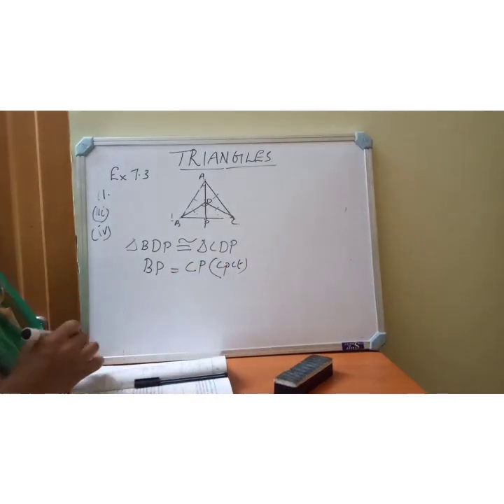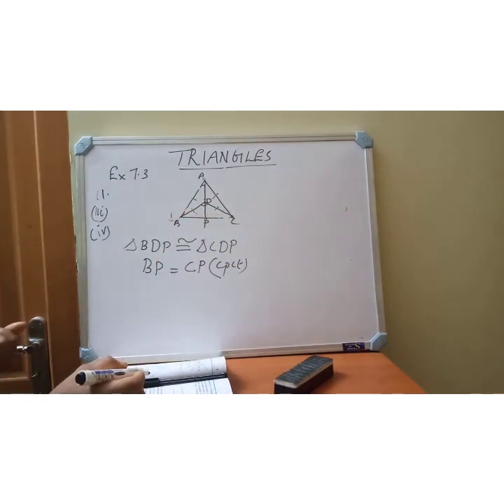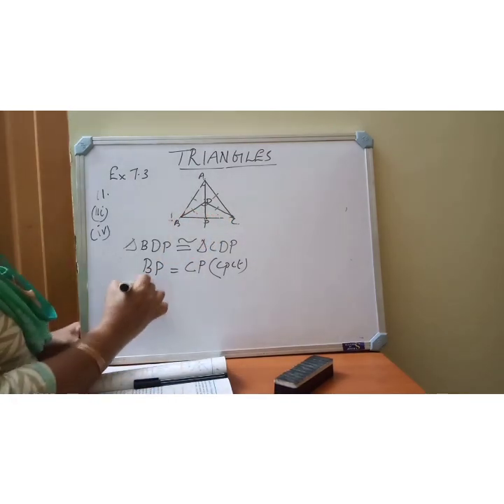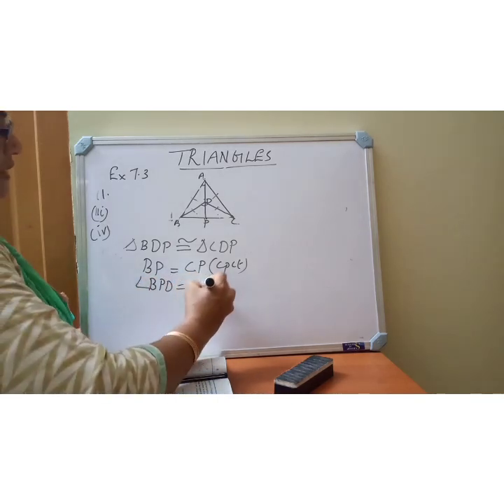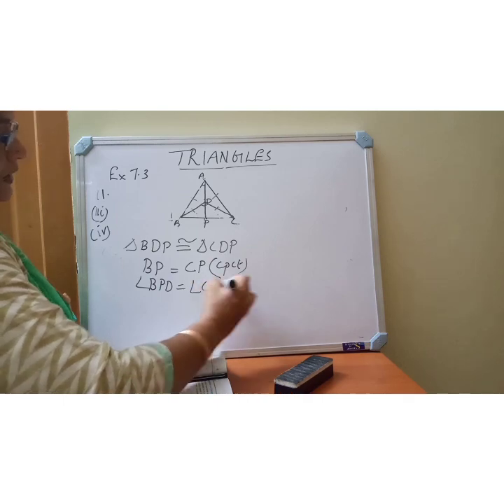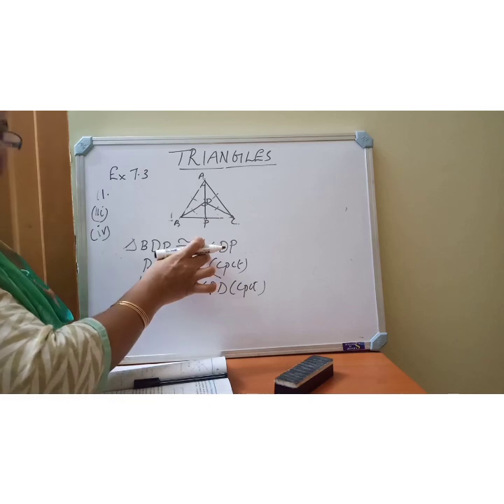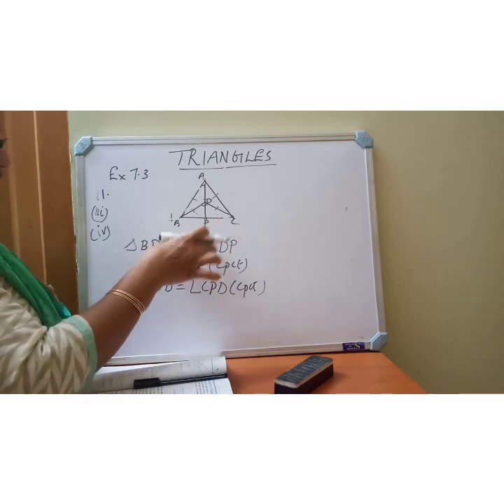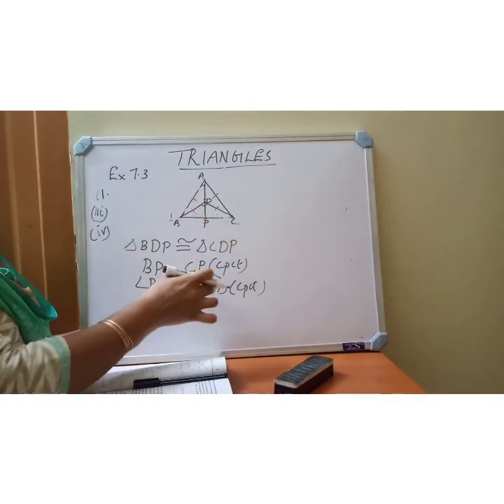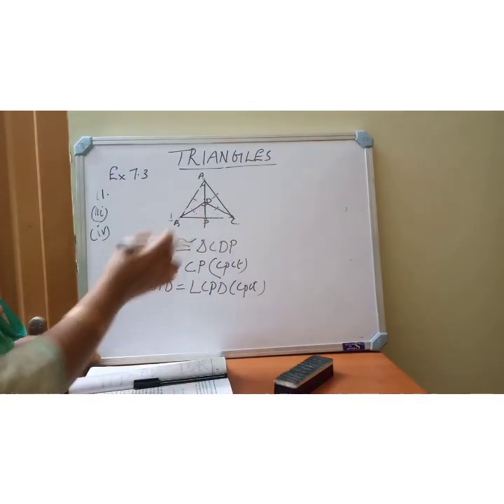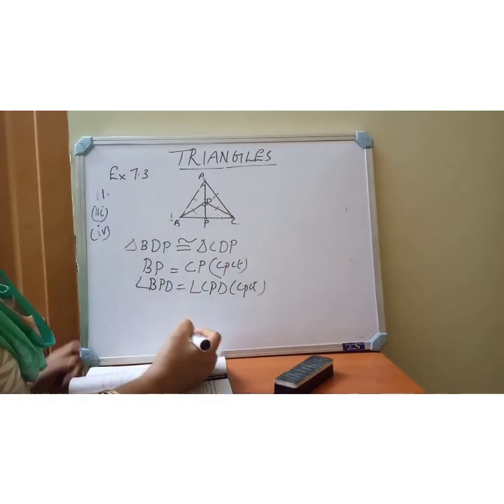By CPCT, BP equal to CP. So BP equal to CP, we got it. So angle BPD equal to what, children? It's equal to angle CPD. That also by CPCT, because these two triangles are congruent, already we proved. So from this result we get BP equal to CP as well as angle BPD is equal to angle CPD.